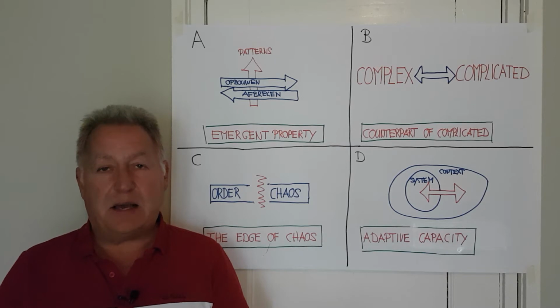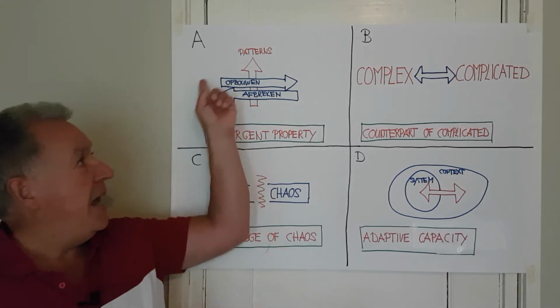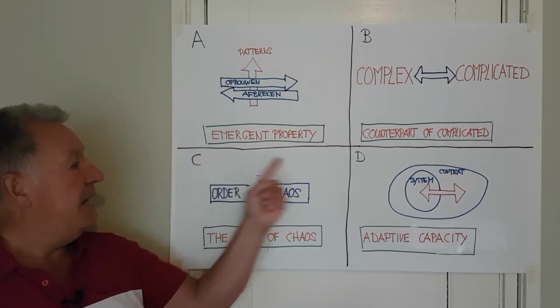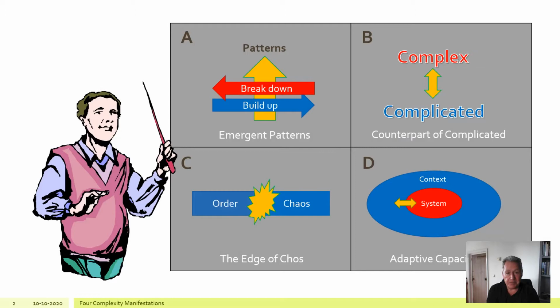In this series I will introduce 4 manifestations of complexity: A, B, C and D. This is the same picture, a little bit more clear, I think. Today I will focus on the first manifestation of complexity, emergent patterns.